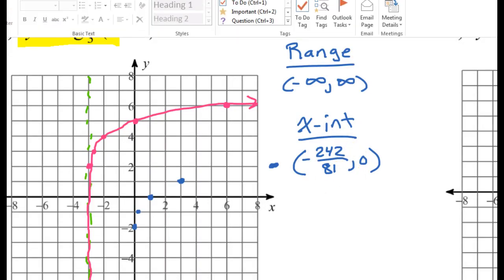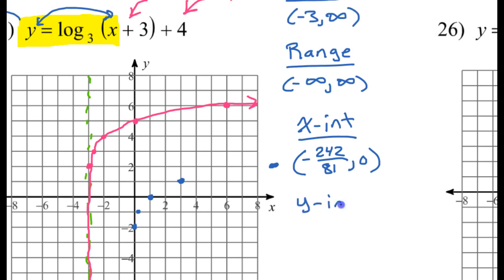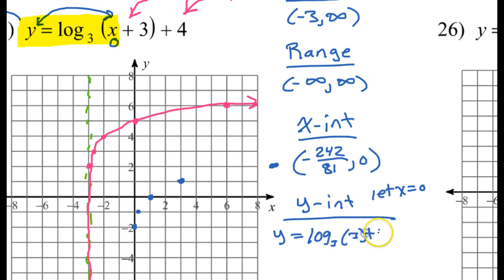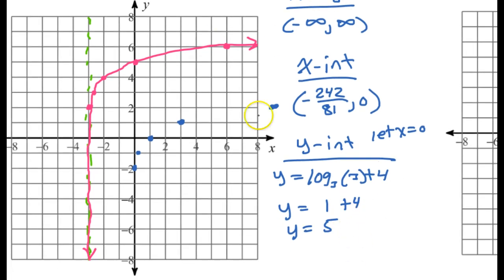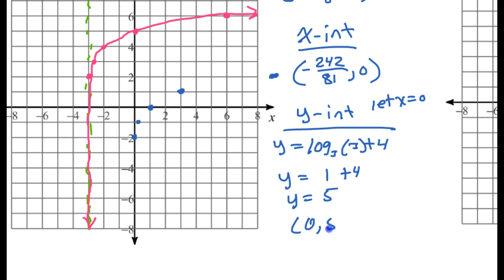Now finding the y-intercept is easier than that. When you're finding the y-intercept, you just let x equal 0. So that's pretty easy to do. If I let x equal 0, then this is going to be y equals log base 3 of 3 plus 4. Well, that's nice, because what is log base 3 of 3? That's 1. So that means y is equal to 1 plus 4. So that's going to be 5. So for that reason, the y-intercept is really just going to be 0, comma 5.